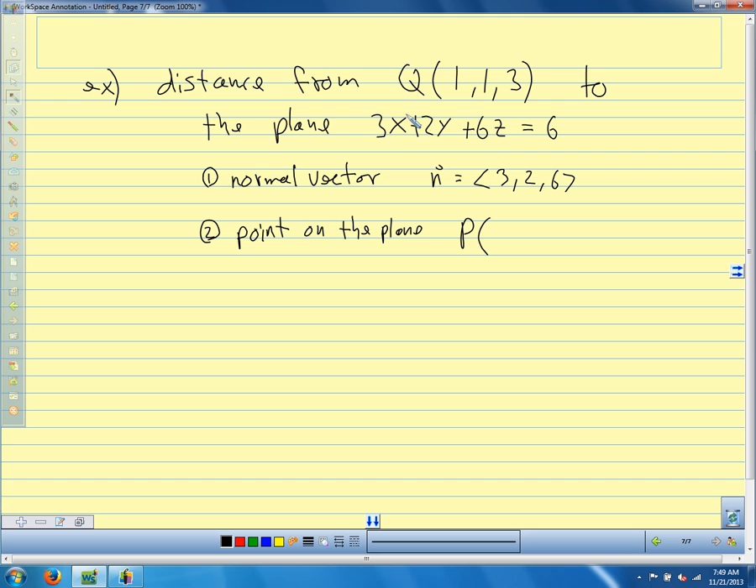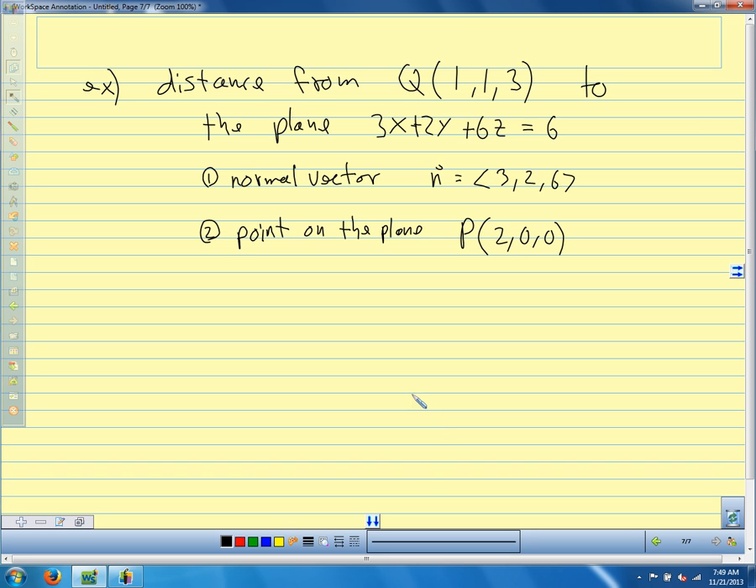So let's plug in 0. I usually do zeros for y and z, but I just plug in zeros for two of the components. So if y and z are 0, x has to equal 2. So (2, 0, 0) is on the plane. I just plug in zeros for two of my components and solve for the third one, just like Daniel suggested. So there's our point on the plane.